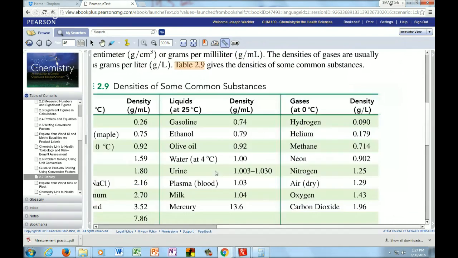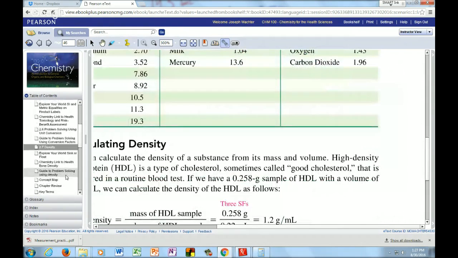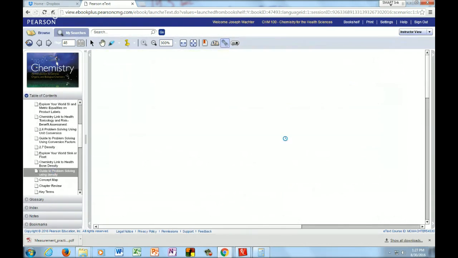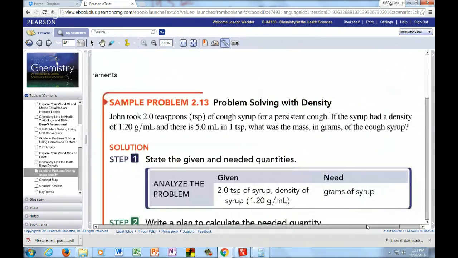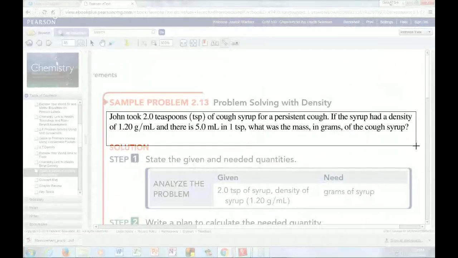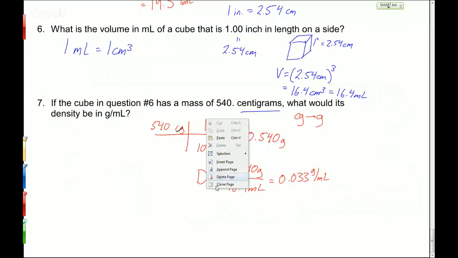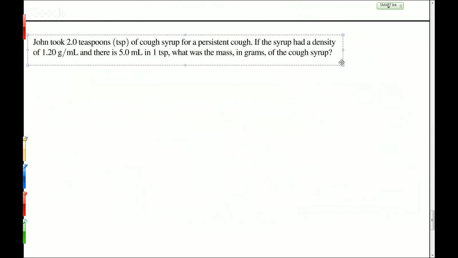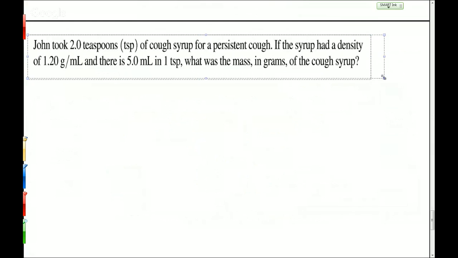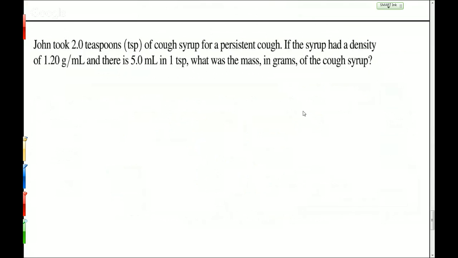Let's solve the other type of a question, which I didn't have in that other list, but we can pull it here from the book. This one. All right, 2 teaspoons of cough syrup. If the syrup had a density of 1.2 grams per milliliter, and there's 5 milliliters in a teaspoon, what was the mass in grams of the cough syrup?